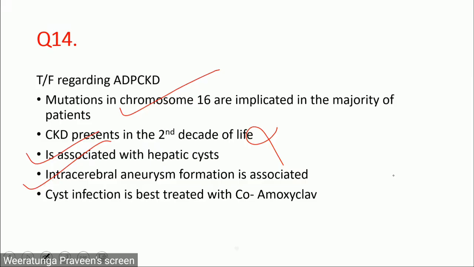Cyst infection is best treated with coamoxiclav is wrong, right? So you don't give coamoxiclav for cyst infection here, right? Right? So the drugs of choice for cyst infection are things like ciprofloxacin or cotrimoxazole. These are cyst penetrating, right? There is no point giving coamoxiclav.